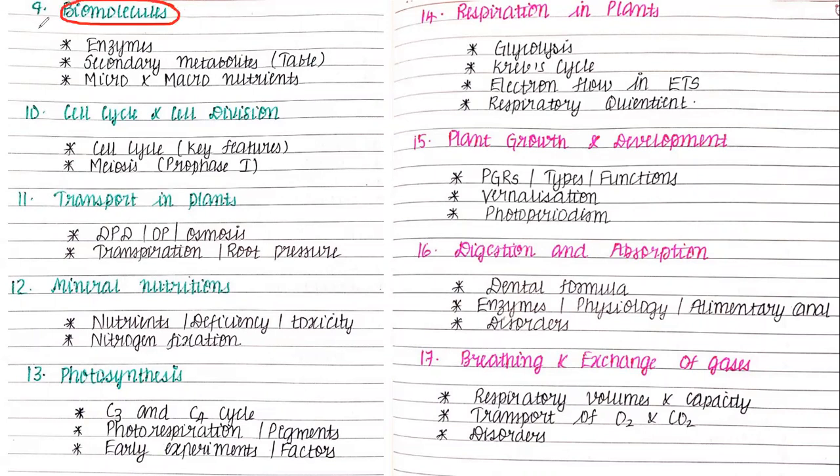So talking about biomolecules, questions are going to come from enzymes, from secondary metabolites, a table is there, or from micronutrients or macronutrients, from protein, amino acid. That one page full of diagrams, right?